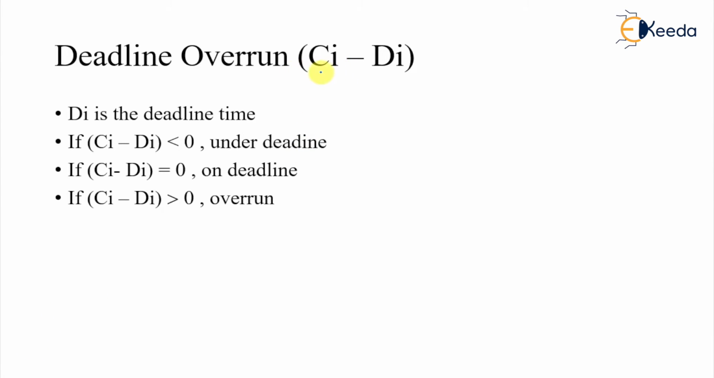Deadline: completion time Ci minus deadline di. If it is less than 0, then suppose the deadline is 4 and you are completing at 3, so you are under the deadline. Ci minus di less than 0 means under the deadline. Ci minus di equal to 0 means on the deadline. Otherwise, you have missed the deadline.